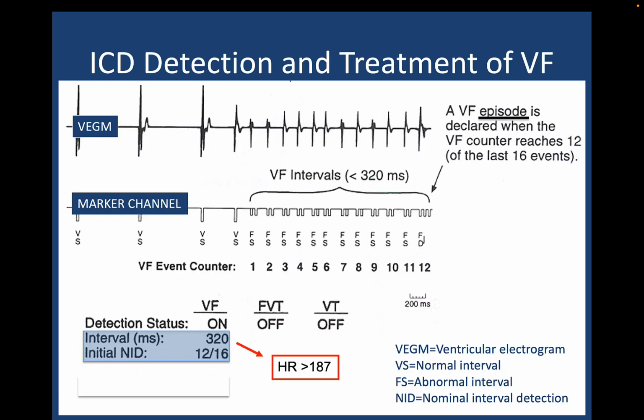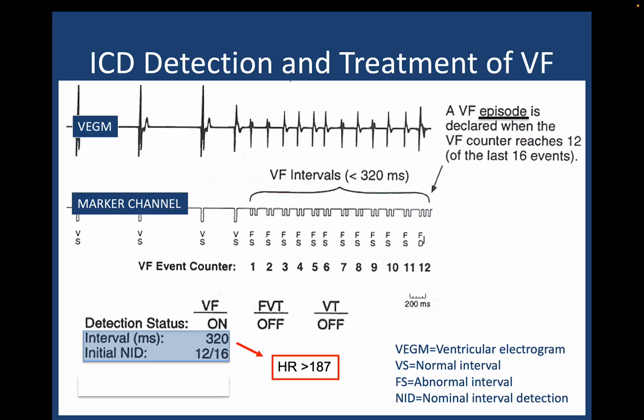Now, it doesn't matter what type of ICD the patient has, whether it's transvenous, sub-Q, or extravascular, which really is intrathoracic. All ICDs sort of detect and treat VF in a similar manner, and I think if you understand how these devices work, it makes it a little easier to decide what to do with the device during the operating room, or when in the operating room. So all ICDs look at RR intervals.